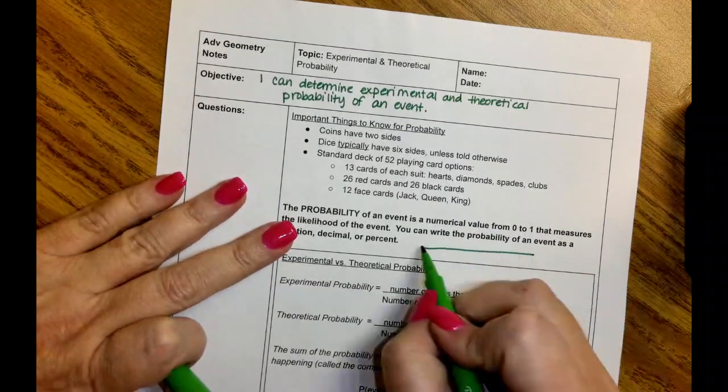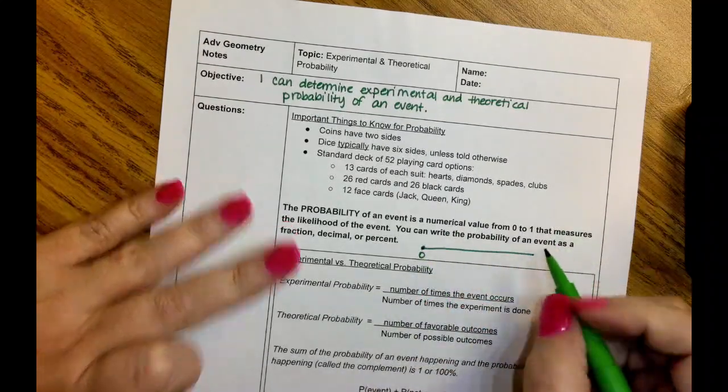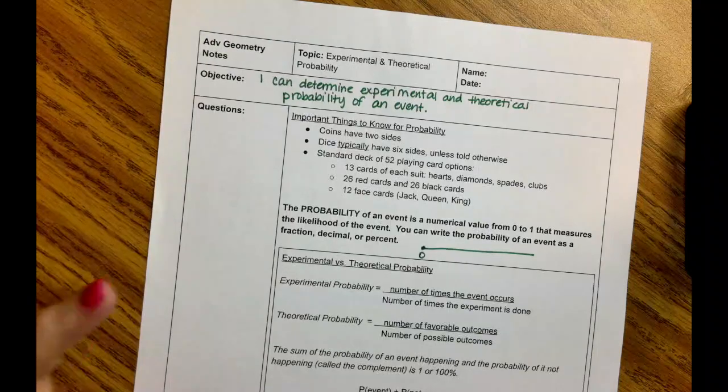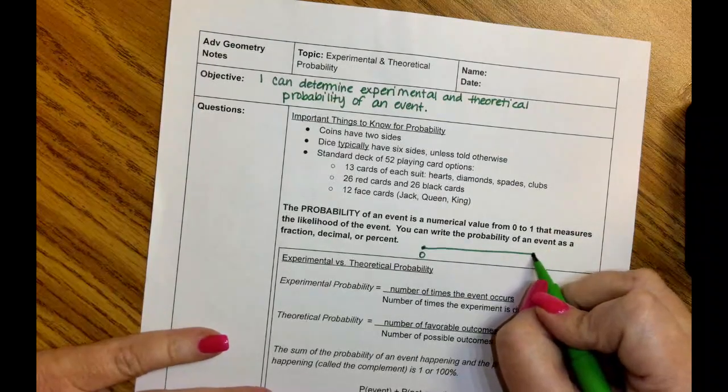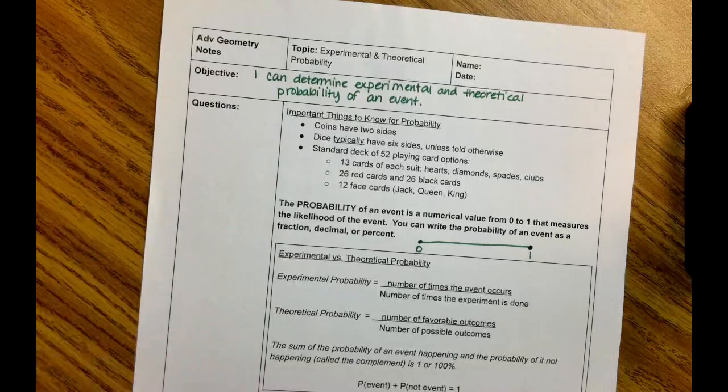0 meaning that it is not going to happen at all. There's no way, the possibility doesn't even exist, to 100% or 1. It is absolutely going to happen. It is the only thing that can happen.